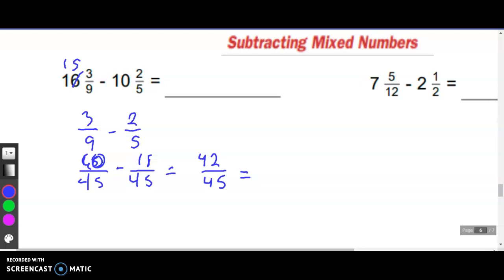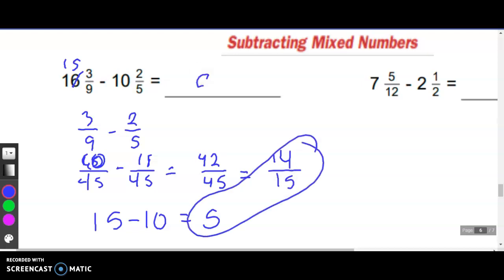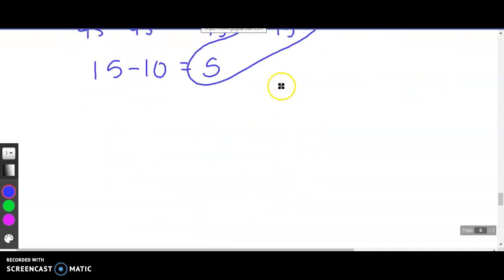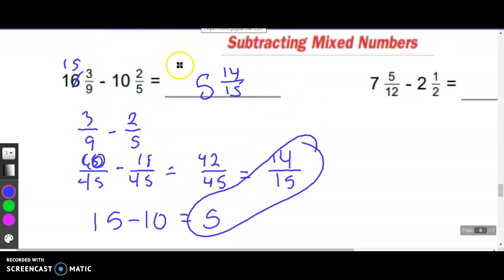I'm not going to do it right now because I'm running out of time. And we have 15 minus 10, which is 5. So this is 14/15. So we put together, and it's 5 and 14/15. Okay, so those are your rules for adding and subtracting fractions and mixed numbers. We're going to be working on this more tomorrow, except there'll be positive and negative in class, okay? So make sure that you're familiar with all of these.